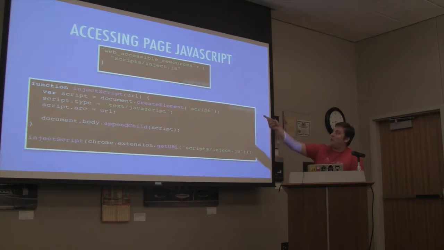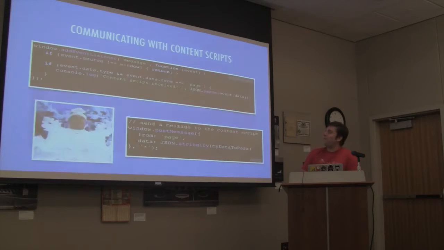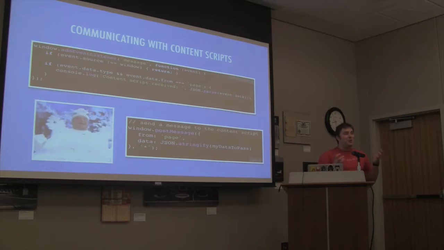So we can do that like this. We want to make that file accessible, so we put it in the web accessible resources array, and then we just inject it. And we use the chrome.extension.getURL method to get the URL to this from within our extension directory, and then it will throw it in there.